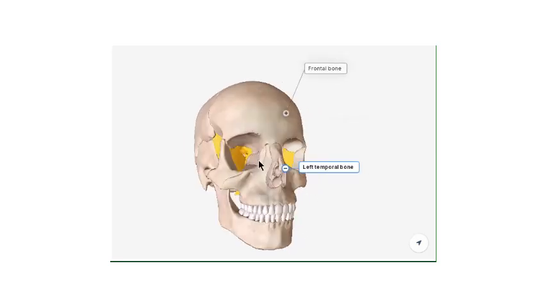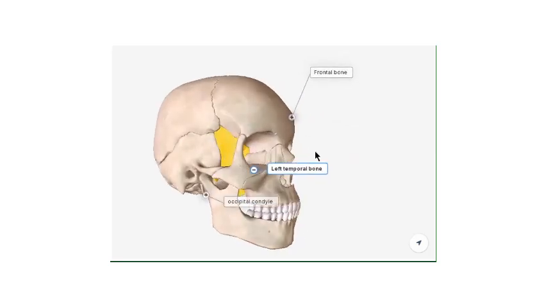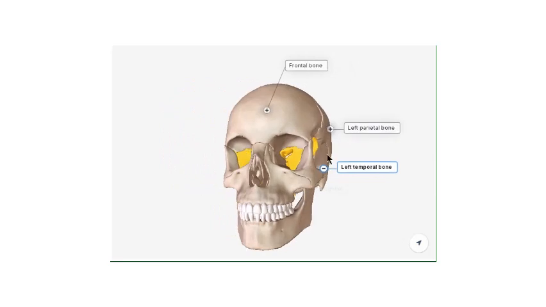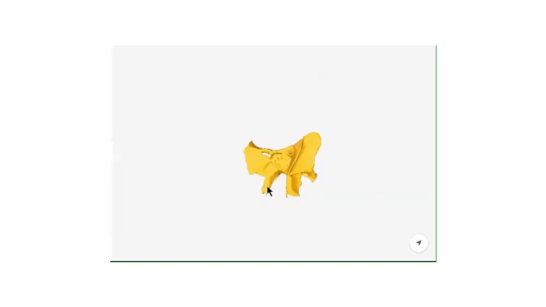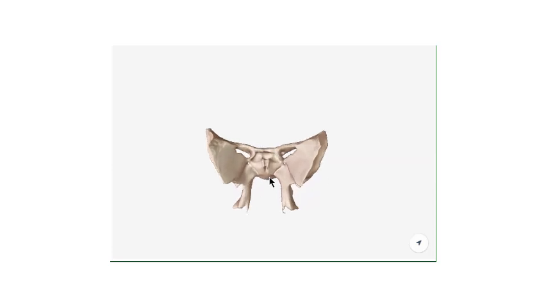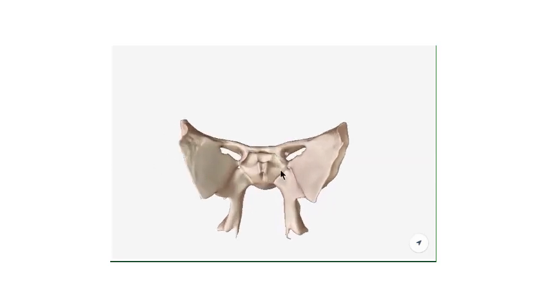Okay, and you can see it starts on one side, goes through the middle of the skull, and then it goes to the other side. All right, let me try to isolate this one for you. There you go. So it's like a butterfly-shaped bone, right? And again, it spans the entire interior of the skull.